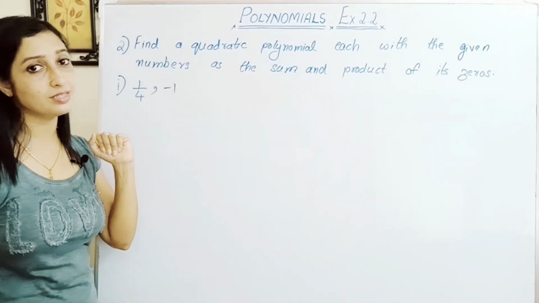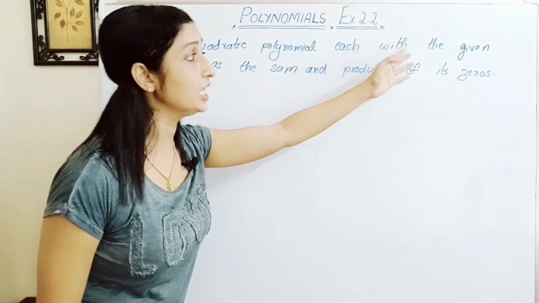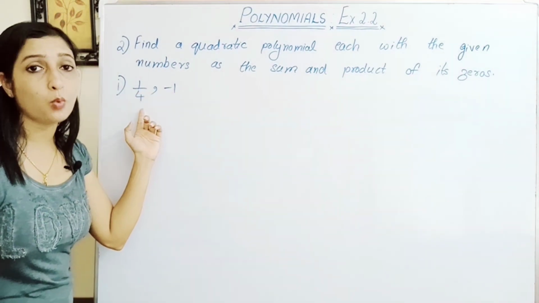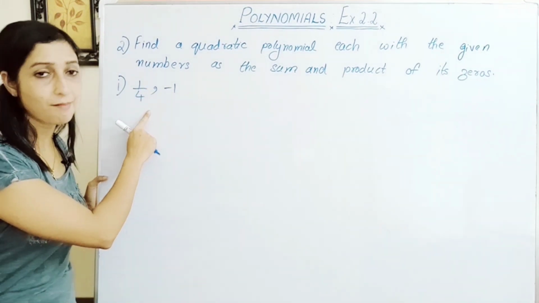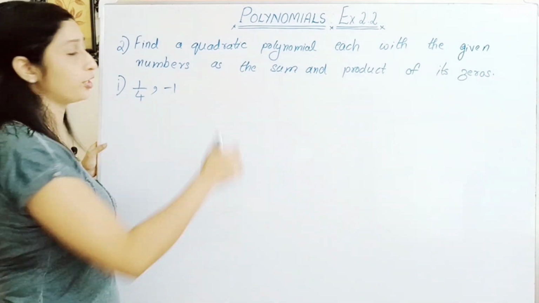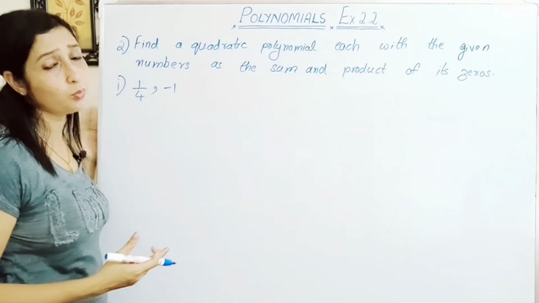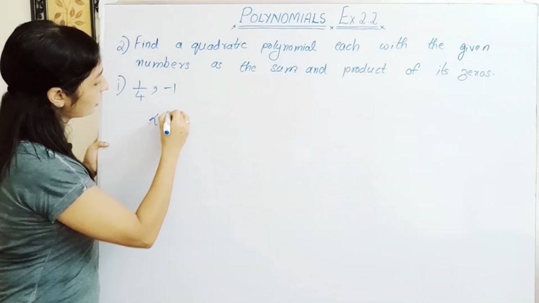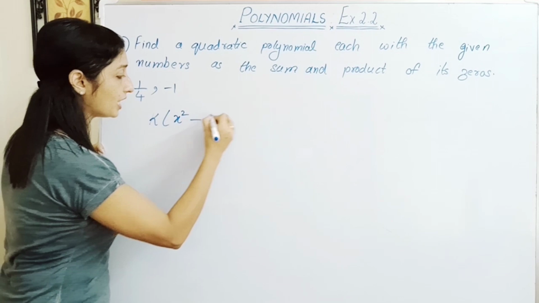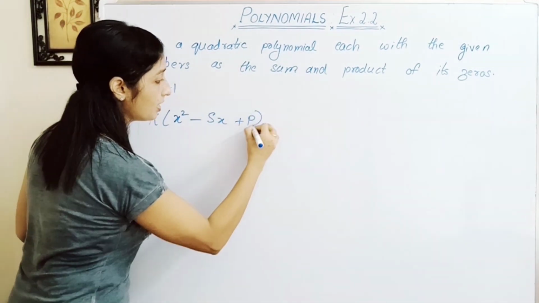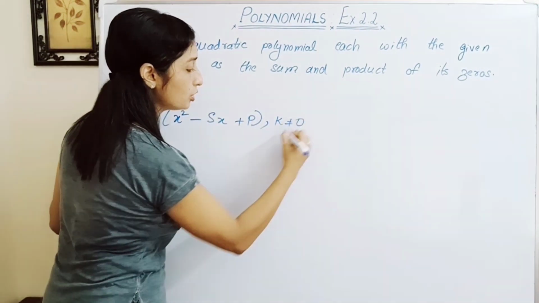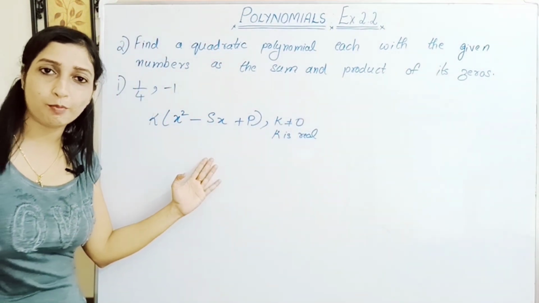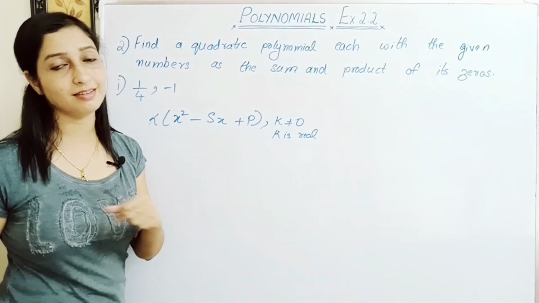So this is our second question, which is find a quadratic polynomial each with the given numbers as the sum and product of its zeros. So part 1, they have given 1 by 4 as its sum and minus 1 as the product. So how can you write a quadratic polynomial when you are given the sum and the product? It can be written as k into (x square minus sx plus p), provided k is not equal to 0 and k is real. Now this is one of the important points which we discussed before starting our exercise.